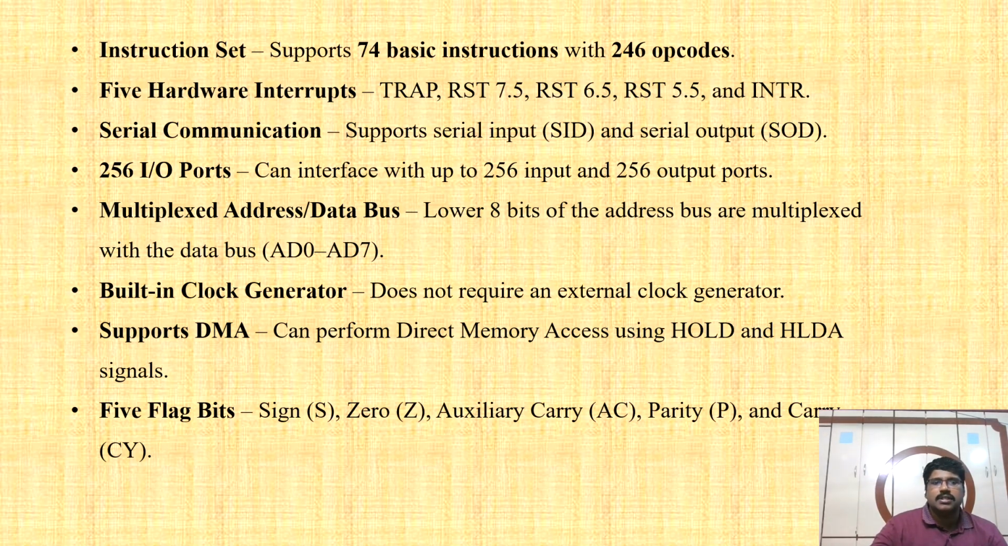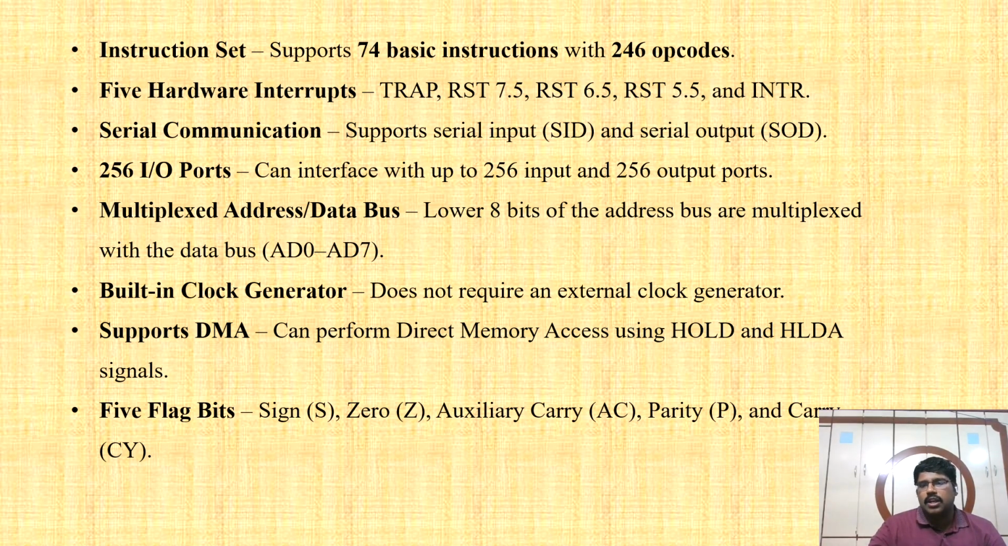It consists of 5 flag bits: sign flag, zero flag, parity flag, carry flag, auxiliary carry flag. So the zero flag will be enabled when the answer is 0. That means if you subtract 2 same numbers, or if you go on decreasing a value and you get 0, then the zero flag will be enabled. The sign flag will be enabled when you get a negative answer. That means if you subtract a bigger number from a smaller number, for example 50 minus 70, you get minus 20. Whenever you get a negative answer, the sign flag will be enabled. Zero flag, whenever the answer is 0, then the zero flag will be enabled.